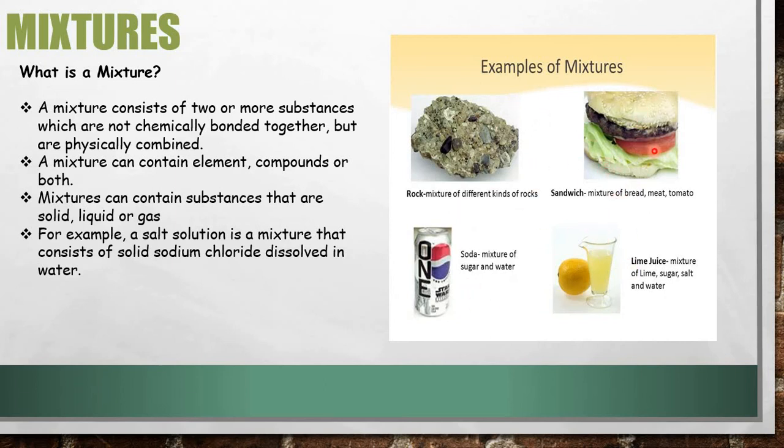Through physical means, for example, like a sandwich. As you know, it's a mixture of bread, meat, and tomato. So you can still separate the bread, meat, and tomatoes from the sandwich. So we call that a mixture, where the elements can be physically separated.